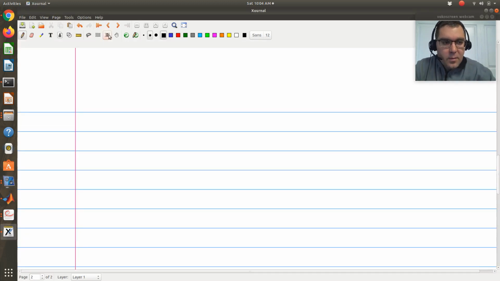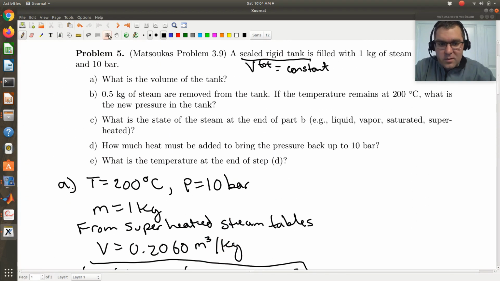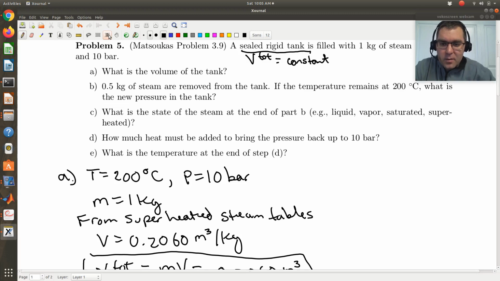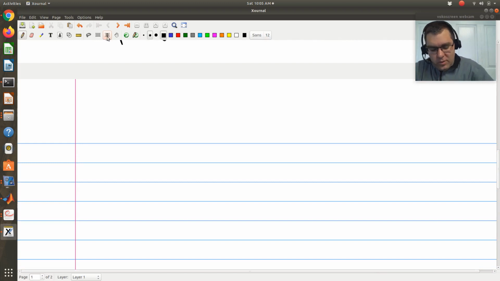Okay, let me get another page. So that's C. D. How much heat must be added to bring the pressure back up to 10 bar? Okay, so let's try and work through this and take note of what we have.